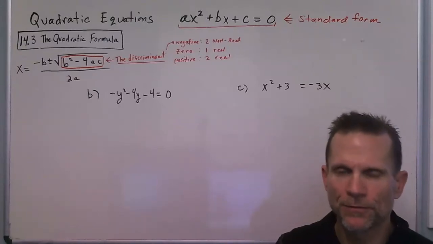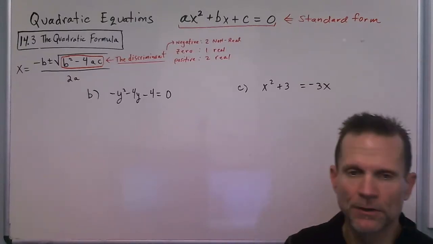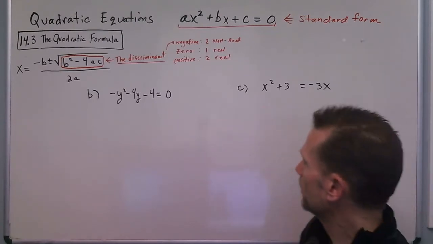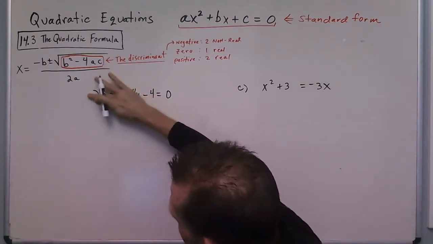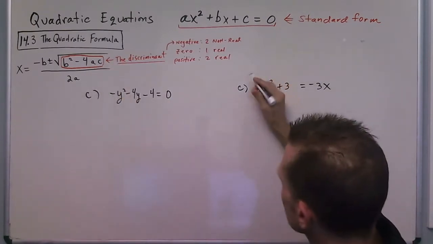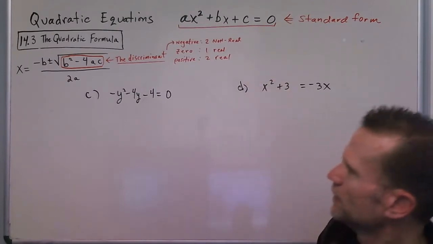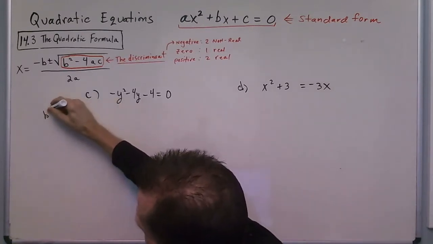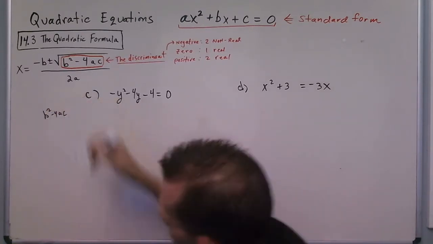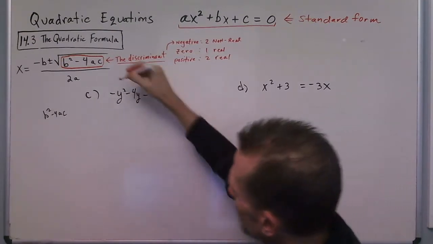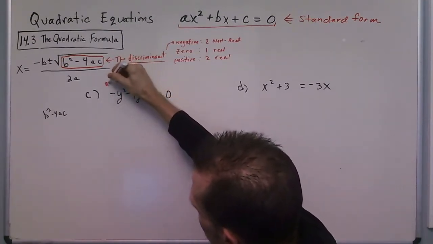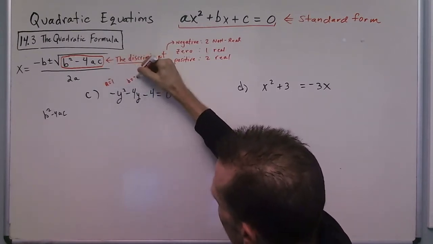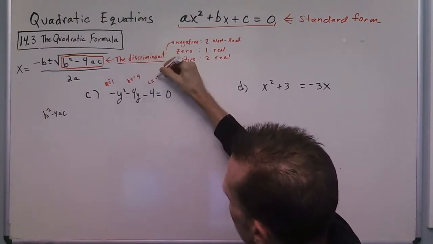Okay, looking at a couple more from 14.3, remember all of these examples have a slight little twist to them, but this one's actually C, and this one is D. So first of all, we're going to do the discriminant, b squared minus 4ac. So remember that our a value is 1, negative 1, and b is equal to negative 4, and c is equal to negative 4.